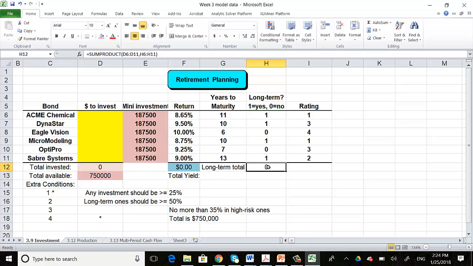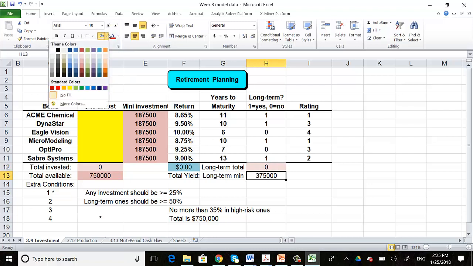Done? Okay. And here we'll say long-term minimal. That long-term minimal is this 50% here. So we calculate it: it's 50% times your 750. So that's the right-hand side of our constraint. And that's the left-hand side.